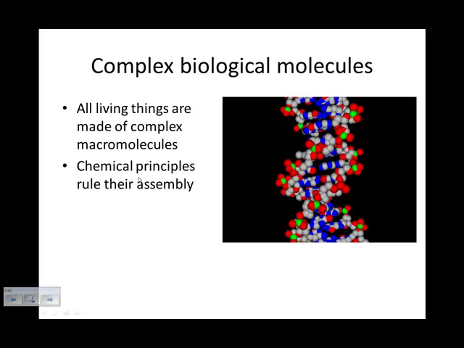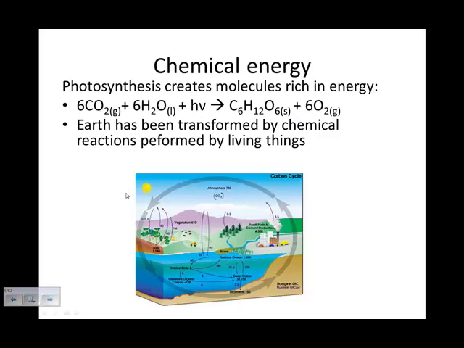Chemical principles are obeyed during the assembly of those molecules. Living things do chemical reactions and get energy from them. Photosynthesis is a chemical process by which energy-rich molecules are created. So what we see here is an equation, pretty complex, hopefully will not seem as complex to you shortly as it might now. But let's see if we can break this down. CO2, what is that?